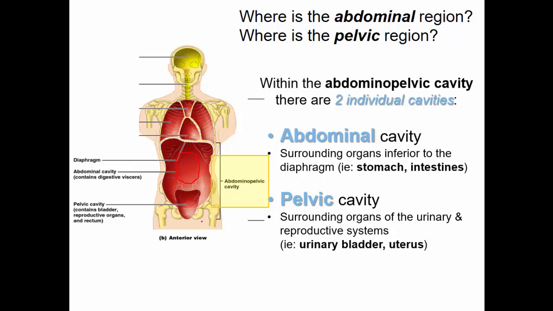So within the abdominal pelvic cavity, there's 2 subdivisions. The abdominal cavity, when you think about what is in your abdomen, digestive system organs should pop out at you. So things like the stomach and the intestines would be good examples of major organs to keep in the abdominal cavity. The pelvic cavity is inferior to this, and it sits between your hip bones. Those hip bones form protective pieces for organs like your bladder and your reproductive organs.